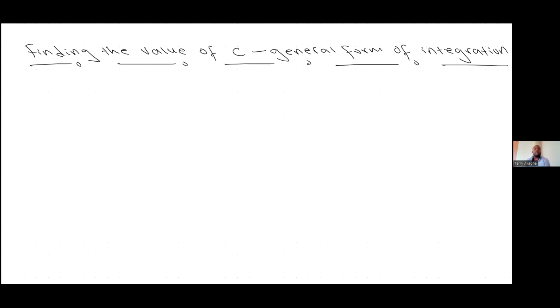So today we'll be talking about finding the value of C. So for an indefinite integration, how do you find the value of C?